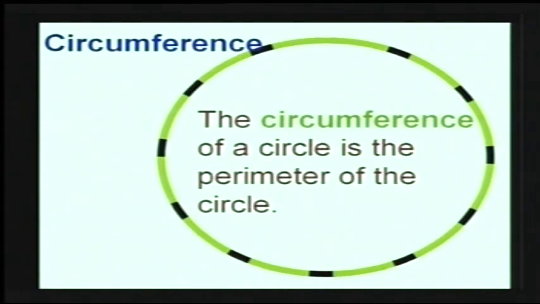The second part of the circle is called the circumference. The circumference of a circle is the perimeter of the circle. As you can see on the screen, the circle shape there is covered by the green color, meaning that that's the perimeter around the circle. So the circumference of a circle is the perimeter of the circle.